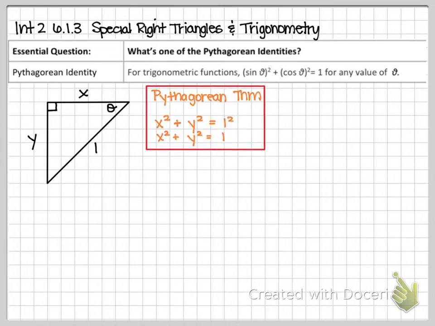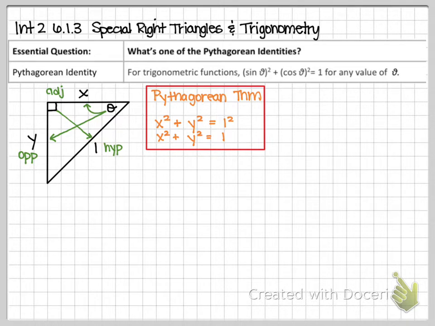Let's get some trig involved here. So I'm going to go back to the picture. Now I'm going to use my theta. So I'm going to identify my sides based off of my theta here. Looks like my opposite side is going to be y. Looks like my adjacent side is going to be x. And looks like opposite the box is going to be my hypotenuse.